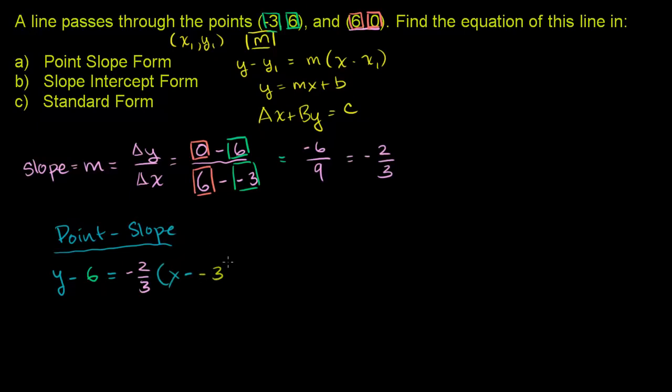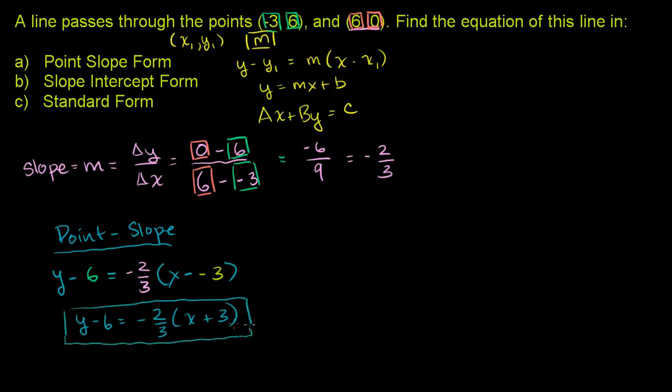And we're done. We can simplify it a little bit. This becomes y minus 6 is equal to negative 2/3 times x. x minus negative 3 is the same thing as x plus 3. This is our point-slope form. Now, we can literally just algebraically manipulate this to put it into our slope-intercept form.